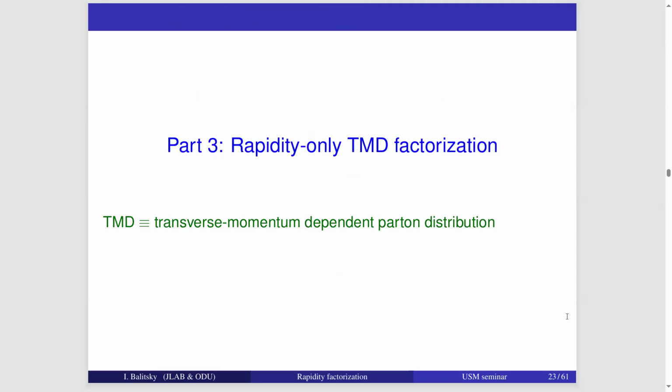This concludes the first part of my presentation. The second part will be about these kinds of classical results almost 20 years ago. The third part is about TMD factorization.